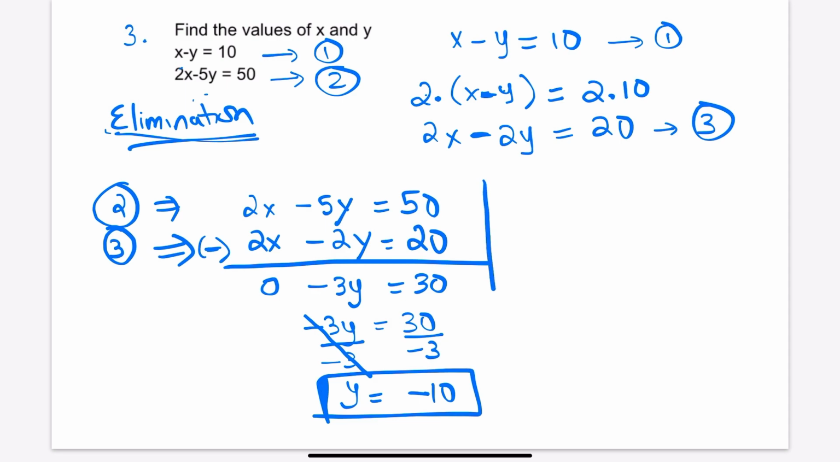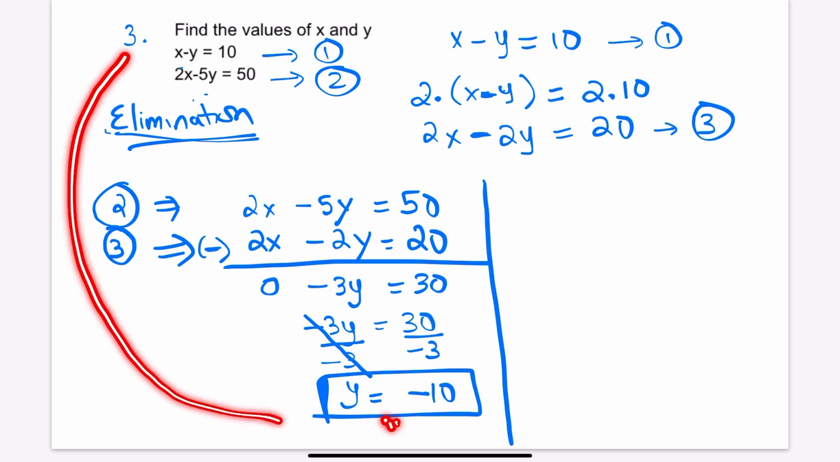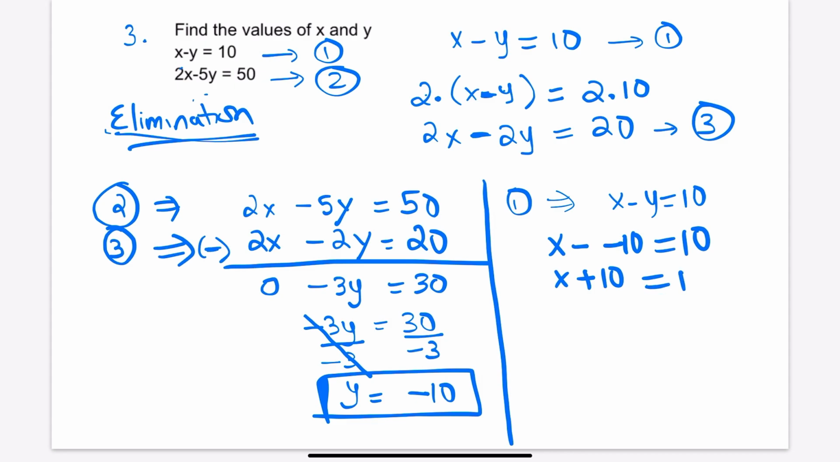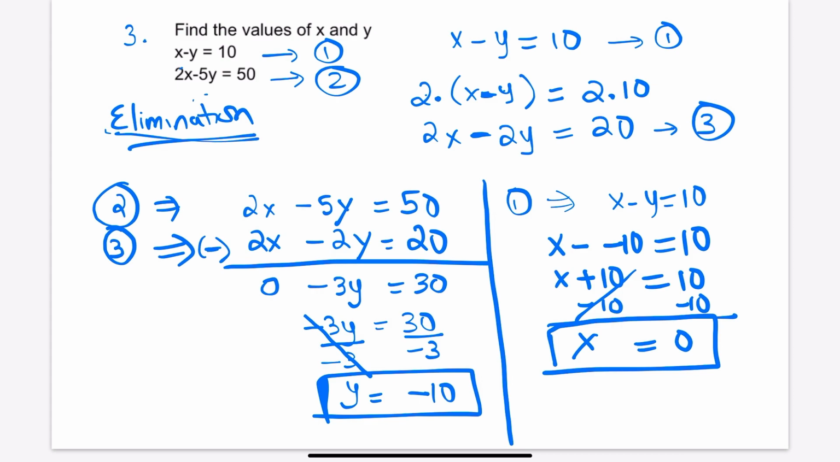All right, so now let's find the value of x. Again, you can take the value of y and plug it into either of these two equations to find the value of x. So let's pick equation 1. Equation 1 has it as x minus y is 10, and we just determined y as negative 10. So x minus negative 10 is 10. Which means x plus 10 is 10. To find x, get rid of 10 from the left side. So we're left with x is equal to 10 minus 10, which is 0. So x is 0, y is negative 10.